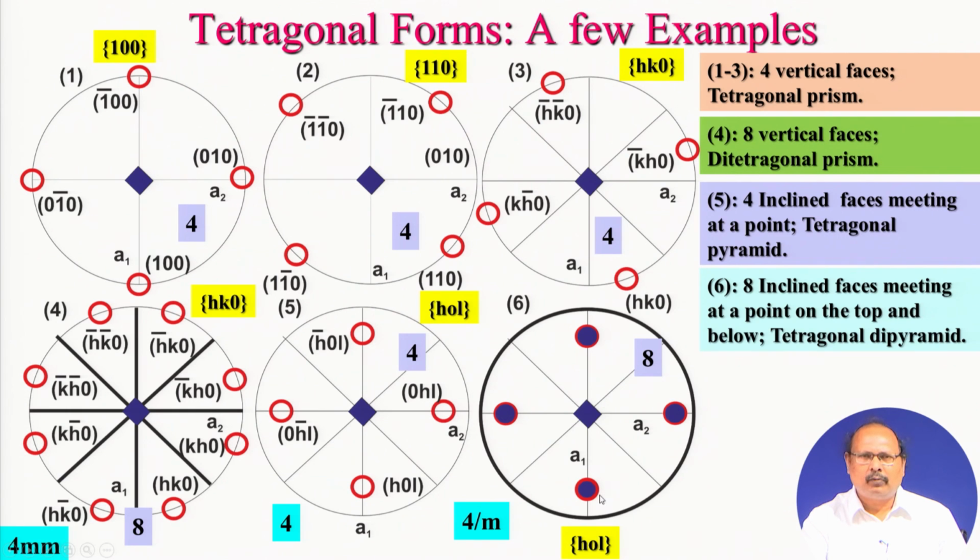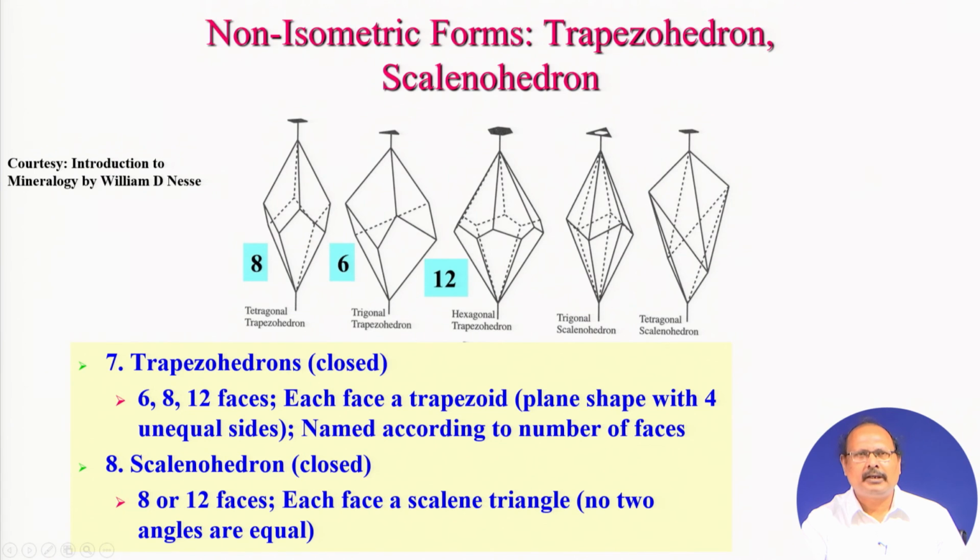But if you have 4 over m, as I was telling you, this is a horizontal plane, and that will produce a total of 8 faces, then we have a tetragonal dipyramid. So, this is essentially what we call it.